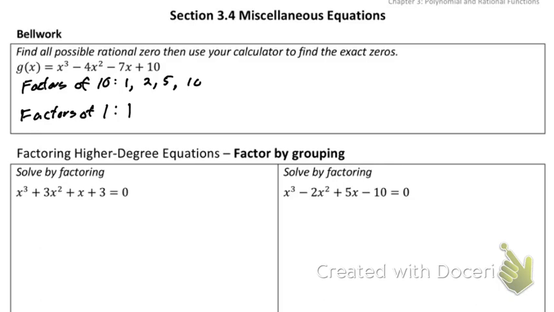So all of my possible rational zeros are going to be positive and negative 1 over 1, which is 1, 2 over 1, which is 2, 5 over 1, which is 5, 10 over 1, which is 10. That's it. Those are our possible ones. Then we're supposed to use our calculator to come up with our exact ones.